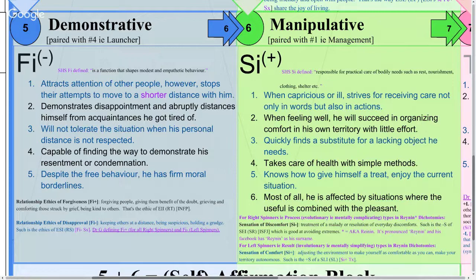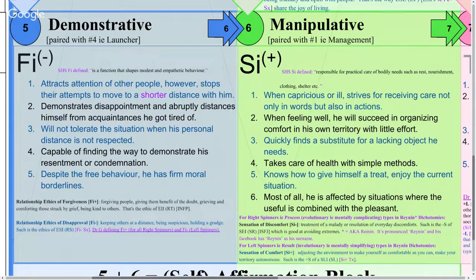Keeping others at a distance, being suspicious, holding a grudge, such is the ethics of ESI. And remember, that's the ethics of ESI when the ESI is not using the other kind of FI, because they can switch in between both kinds. Otherwise, it would be super stereotypical.